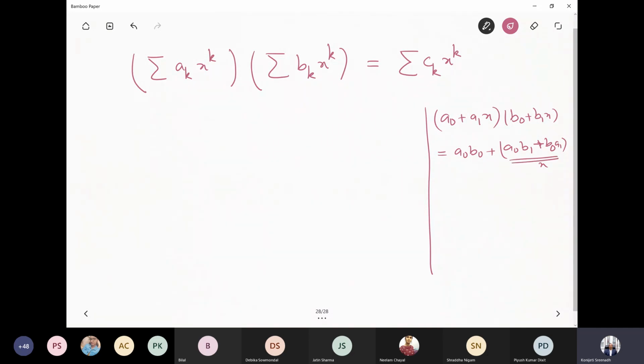So the Cauchy product is also the same. So Ck here is the sum over n equals 0 to k of an b(k minus n). So that's how the Cauchy product looks like.